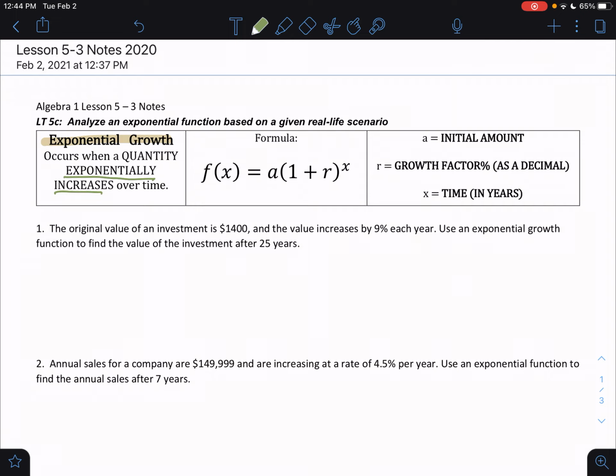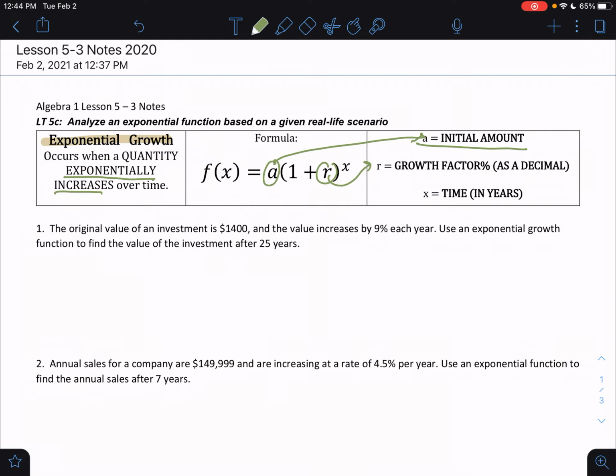So here we have our formula, f of x equals a times in parentheses 1 plus r to the x. Now each of these variables means something different. So we're going to start with a, and our a is our initial amount. That's like the amount of money that we're starting with. And then we have r. R is the growth factor.